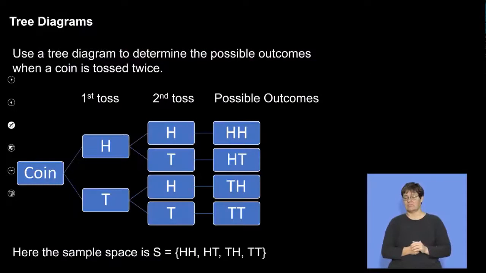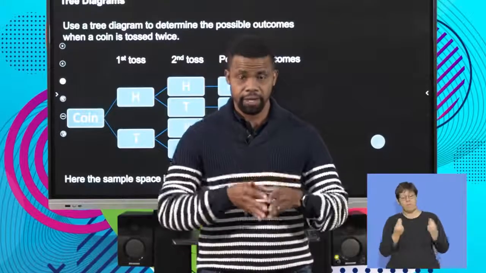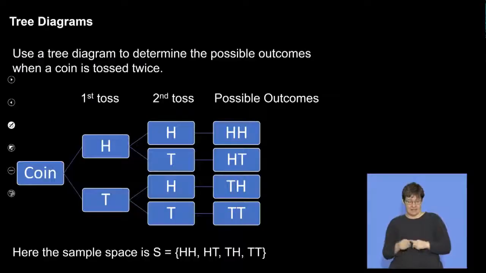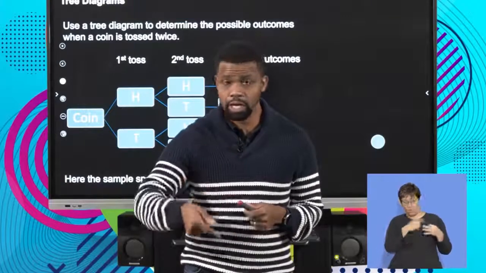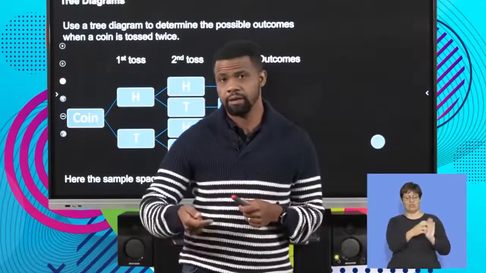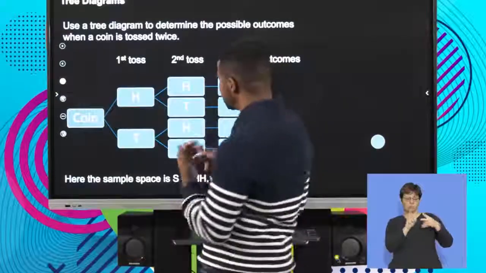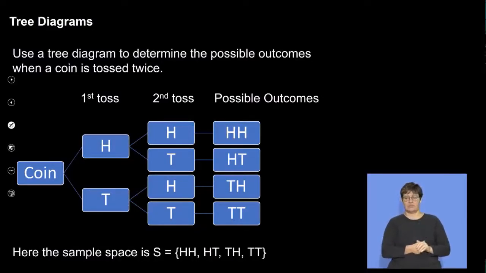Now here's an example using the tree diagram to determine the possible outcomes when a coin is tossed. We're going to toss a coin. If we toss a coin, we can get what? Head or tail. And here we're assuming we're going to toss it twice. You can draw a tree diagram tossing a coin once, twice, 3 times, 4 times. We're going to look at twice. If we toss the first time, we can get head or tail. Are we all together?